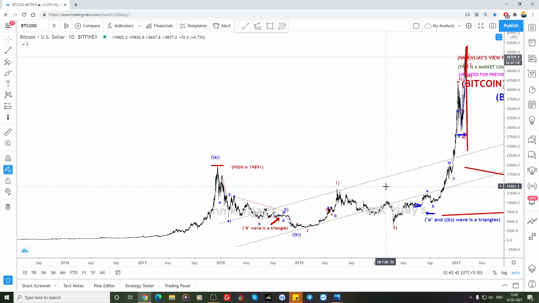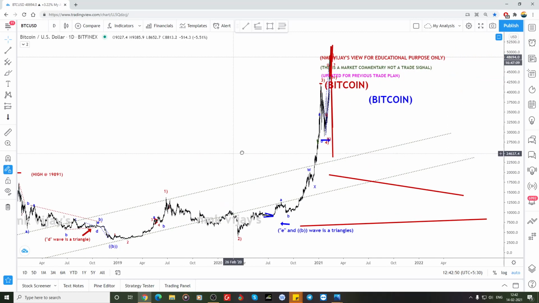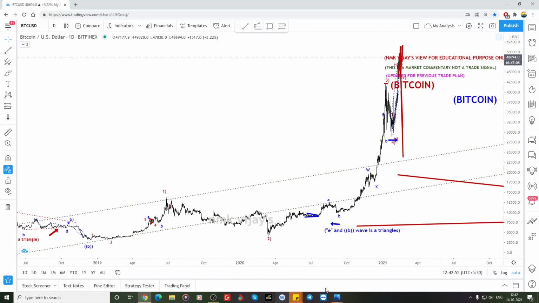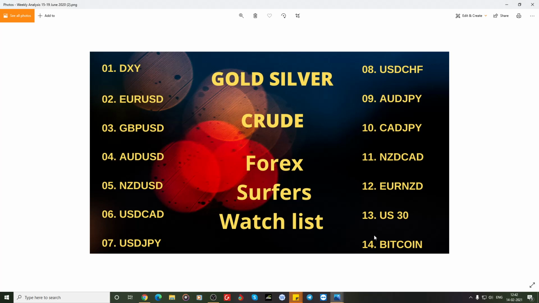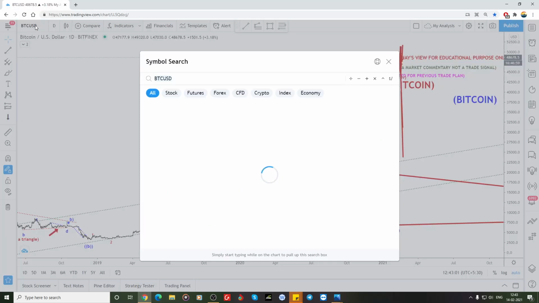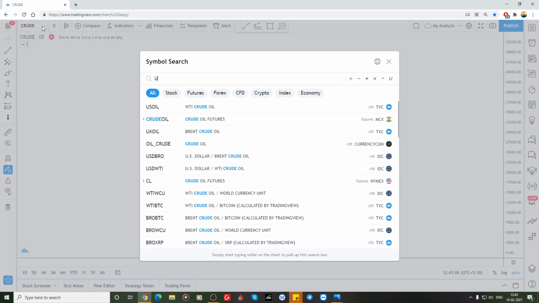So that is why I'm saying keep on watching. Just do this analysis for a reference, not to stick to my analysis. A lot of the time I may be wrong, you may be right. So what else? Next is gold, silver, and crude. So we will finish the crude. Sorry, US oil.